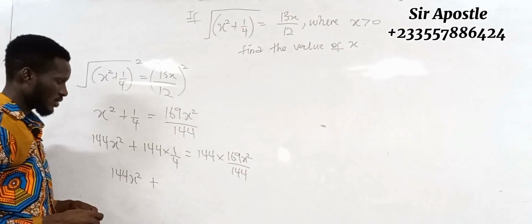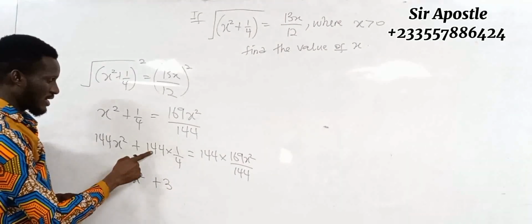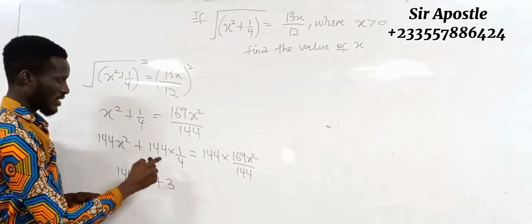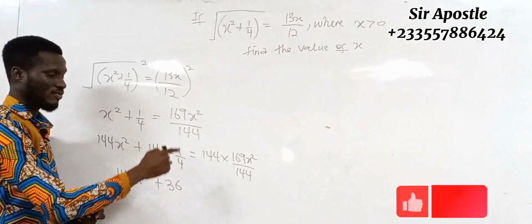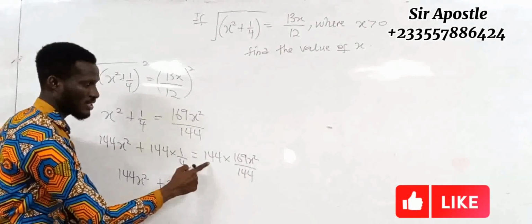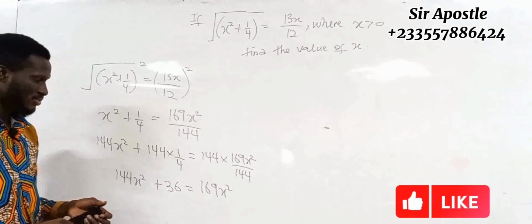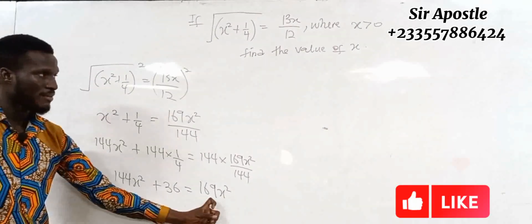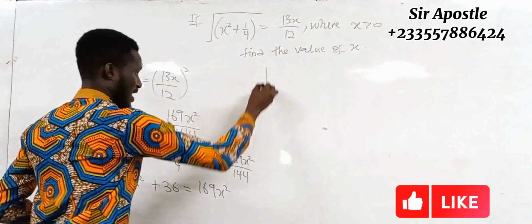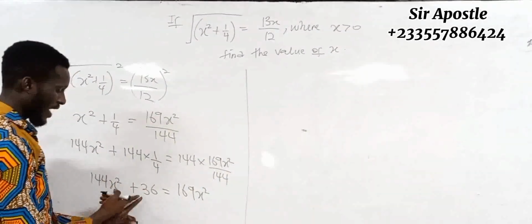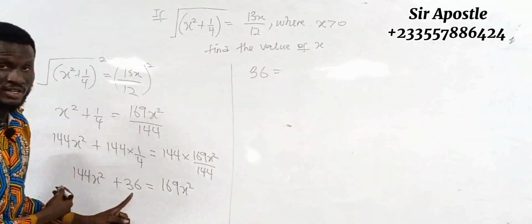Now 4 will go into this one. The 4 will go into the 14 three times, remainder 2. 4 going into 24 six times. So this one will give us 36. So 4 going into 144 is 36 times. 144 cancels 144. So we get 169 x squared. Now at this point, I can see x squared here and at the same time x squared. So I have to group all the x squared terms to one side of the equation. I want to group all of them here. So I have 36 here at the right hand side of the equation.